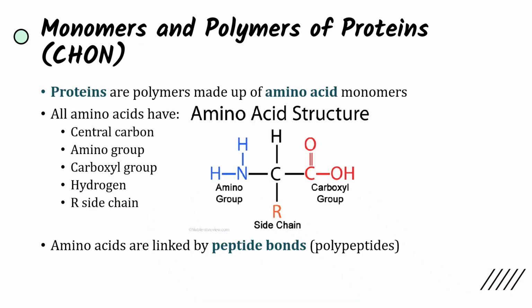Just like all of our other macromolecules, we have to take a look at the monomers and polymers of proteins. And remember, monomers are the building blocks, while polymers are what's going to be built. And proteins are made up of CHON, meaning the essential elements that they contain are going to be carbon, hydrogen, oxygen, and nitrogen. So proteins are the polymers made up of amino acid monomers. Those are the building blocks.